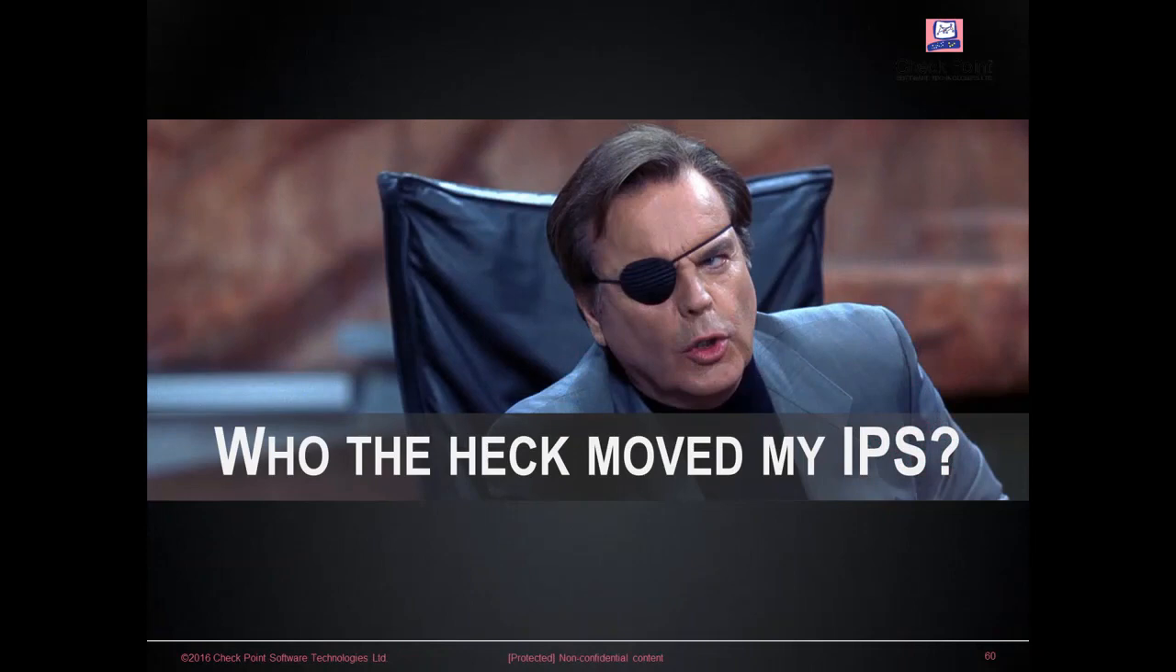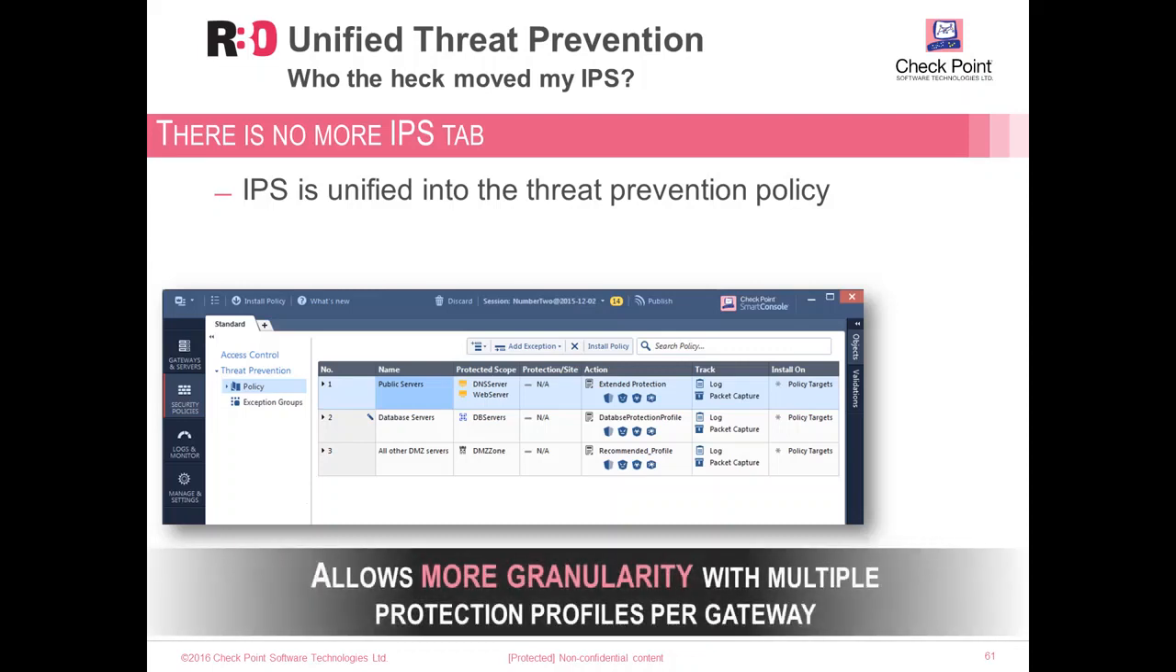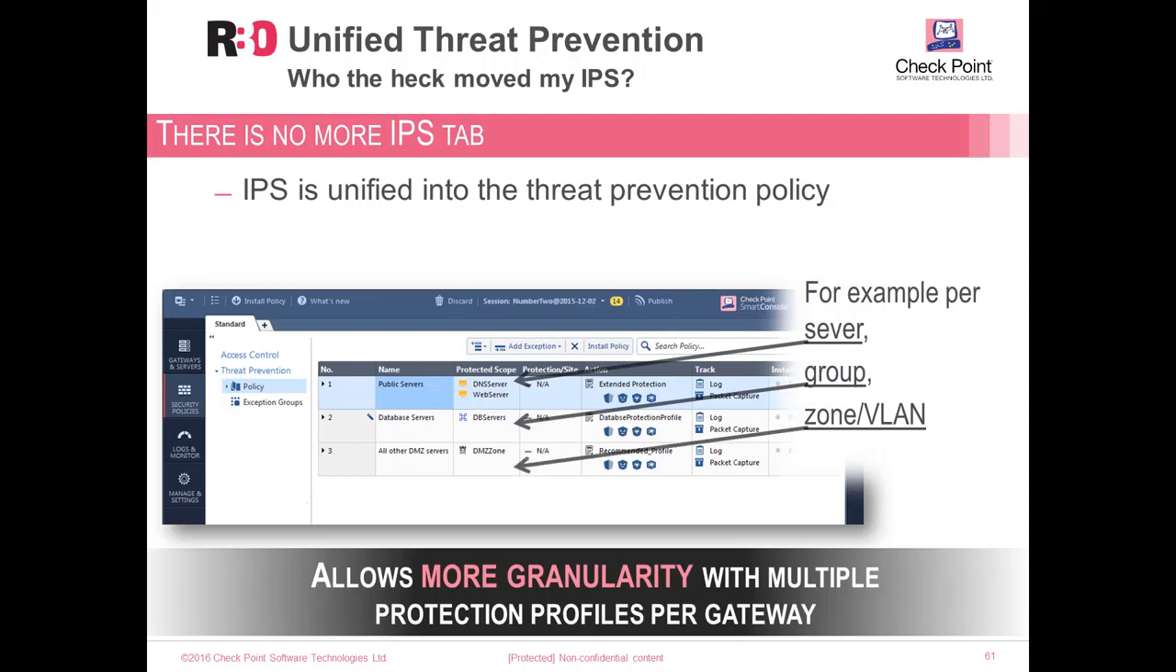Where are my IPS settings inside the next generation security management server? In R80 and later, there is no more IPS tab. IPS has been unified into the threat prevention policy to allow more granularity with multiple different protection profiles per gateway. Because as you might remember, in the past we were only allowed to assign 1 IPS protection profile per gateway. So I couldn't set different IPS configurations for, for example, a group of servers, a specific VLAN, and so on.